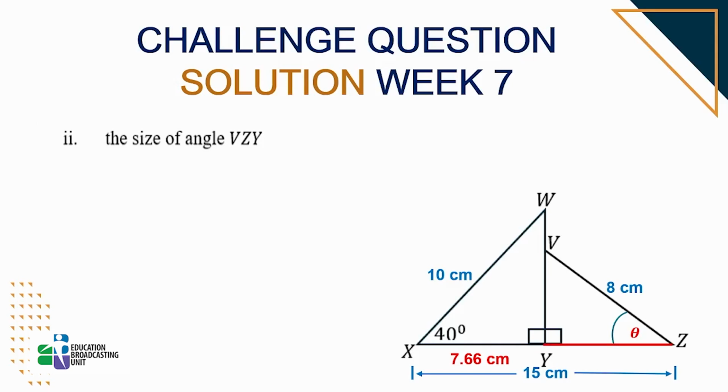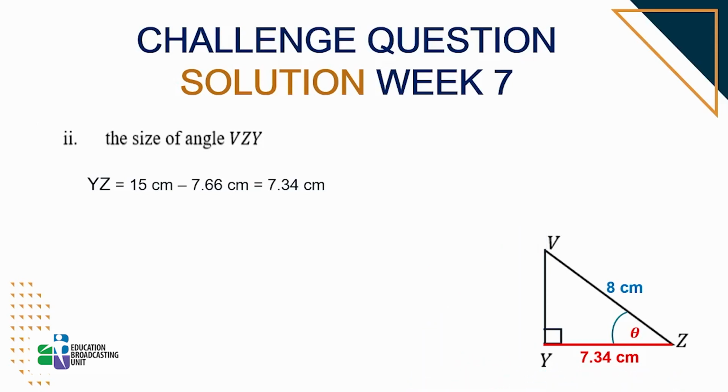And so we will have to find the length of YZ, and this side makes the most sense because we already have the entire length of XZ, which is 15 centimeters, and we also have XY, which we just found, which is 7.66 centimeters. And so in order to find YZ, we would just do a subtraction, 15 centimeters minus 7.66, and that gives us 7.34 centimeters.